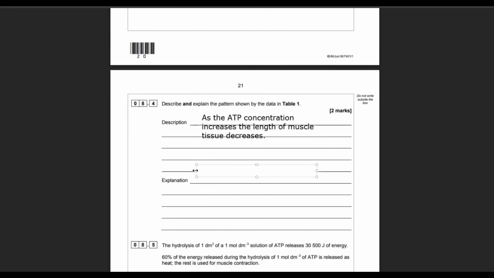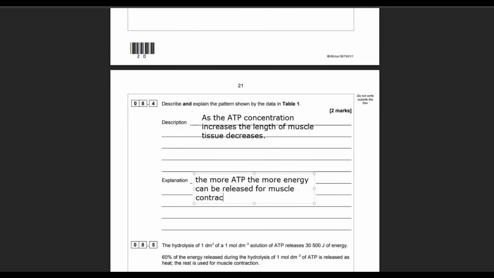Now, what's the explanation? Why? What makes a muscle shorten in length? And of course, it's that the muscle is contracting. So the more ATP, the more energy can be released for muscle contraction.